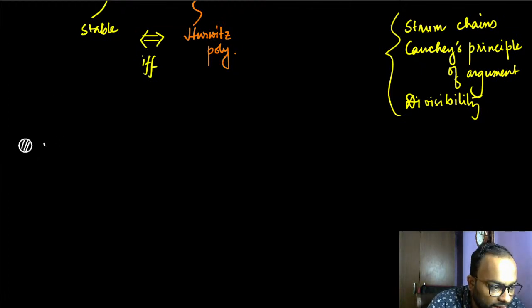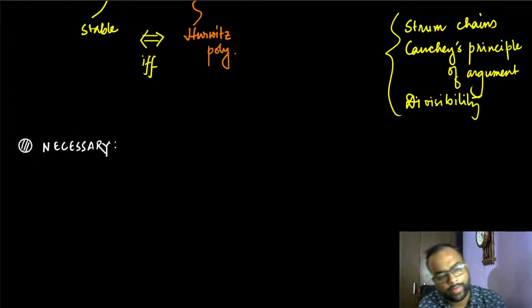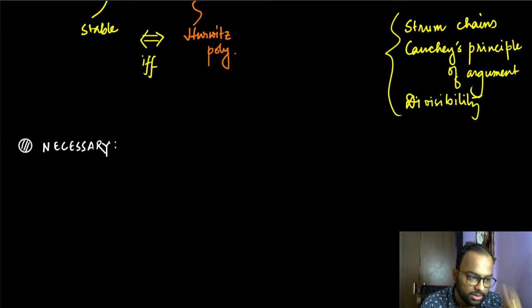Necessary criteria. So what do I mean? The condition that I'm going to put together right now is necessary for a polynomial to be Hurwitz, but it is not sufficient. In order for a polynomial to be Hurwitz, this is necessary, but this is not sufficient. So let me just write it down.